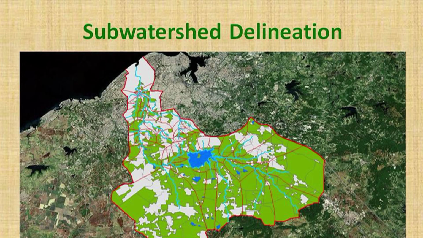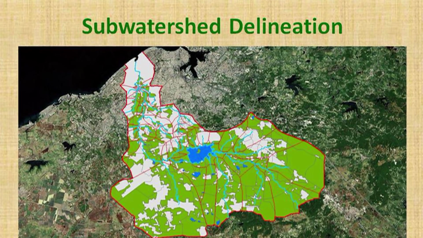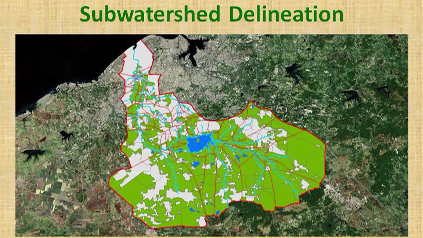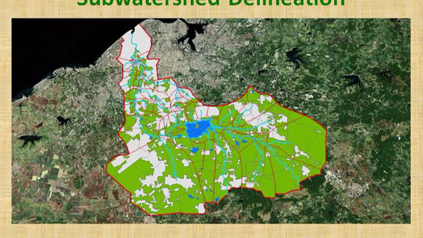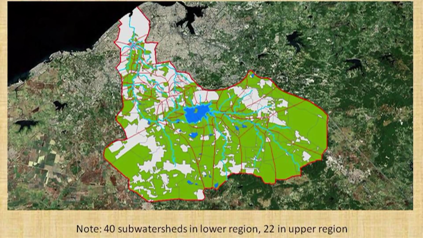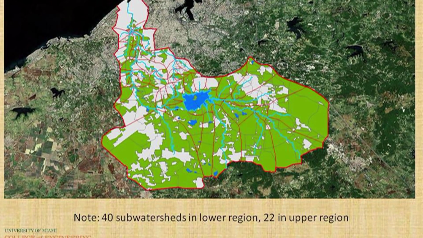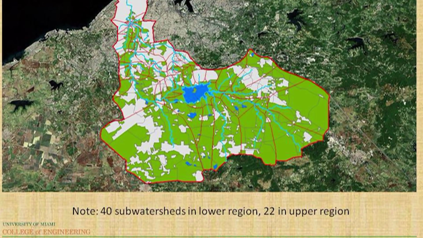This is our final subwatershed delineation. Each individual subwatershed was defined by intersecting the contributing area of neighboring rivers and streams. There ended up being 62 subwatersheds, 22 in the upper region and 40 in the lower.